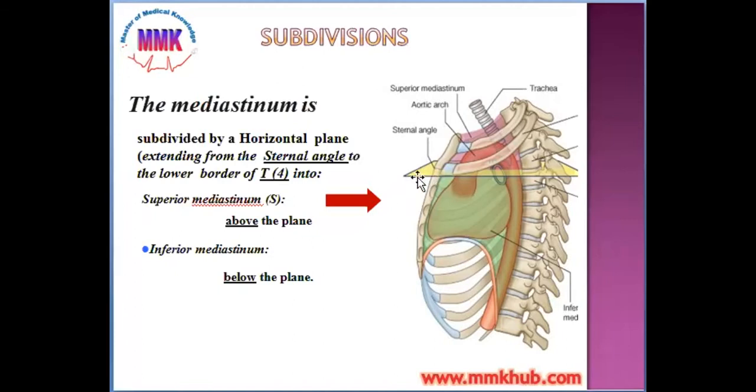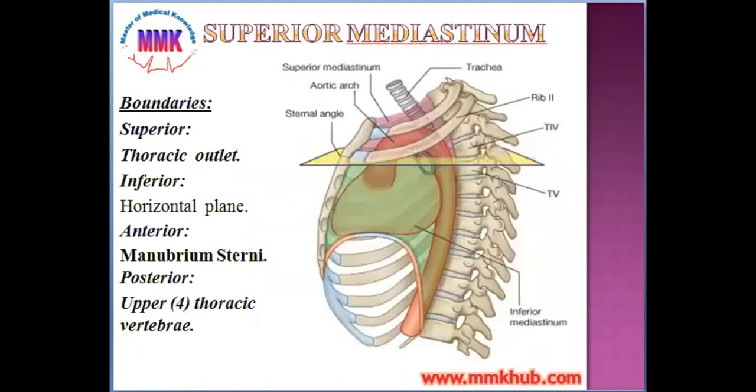So if you draw an imaginary line from the sternal angle back to the thoracic fourth vertebra, this transverse plane divides the mediastinum into two portions. Above this imaginary plane is the superior mediastinum, and below this imaginary plane is the inferior mediastinum. The superior mediastinum is further divided into superficial, intermediate, and deep portions, which we will discuss in the next slides.